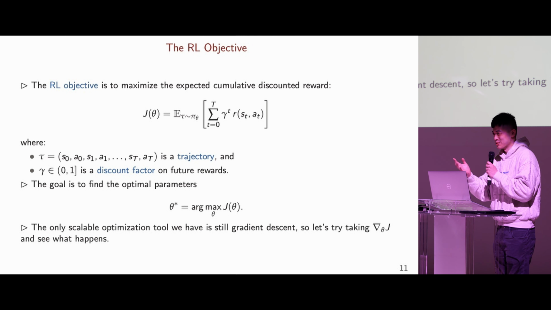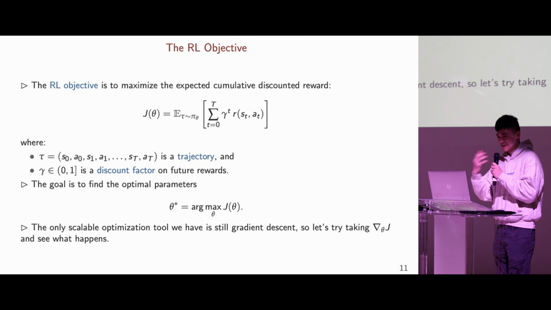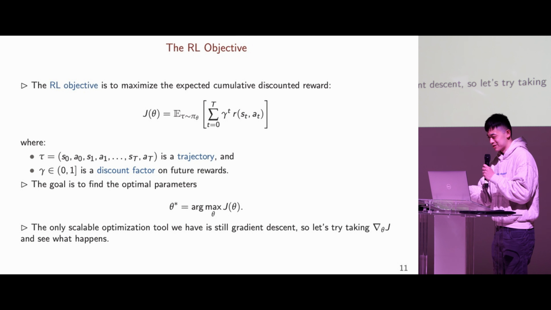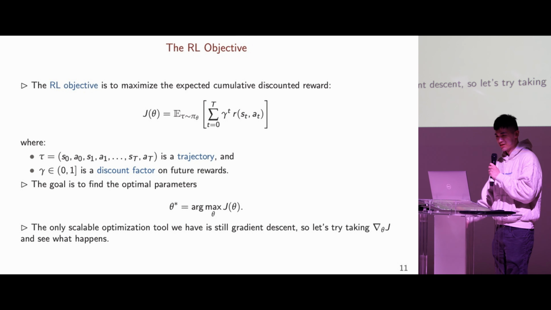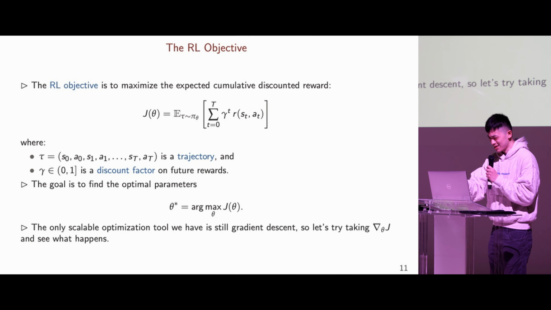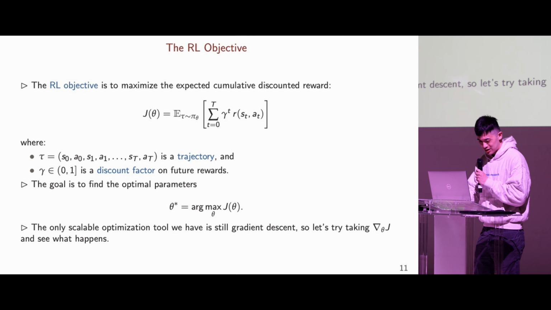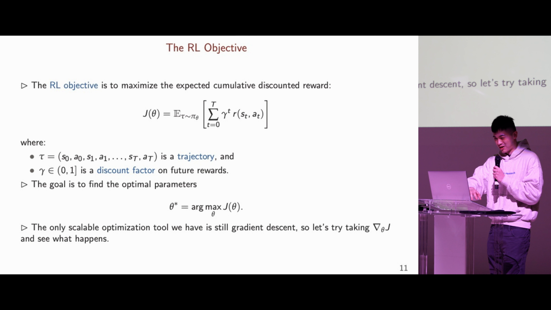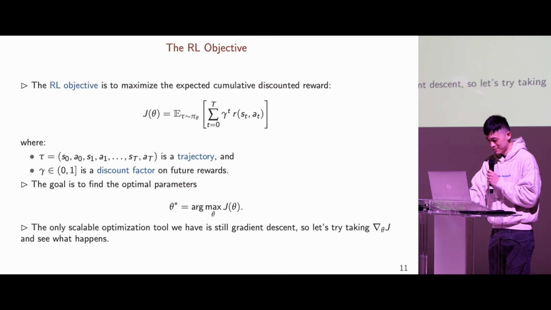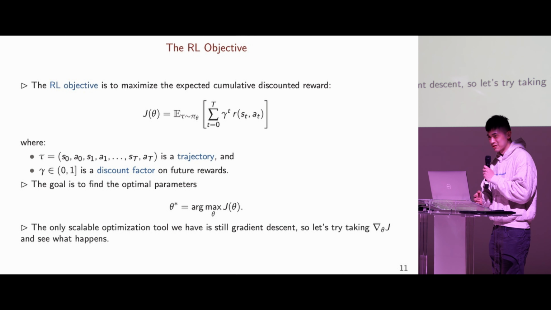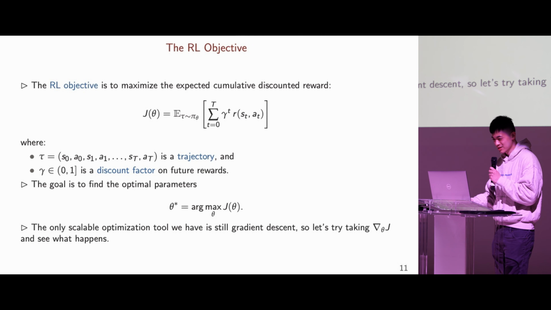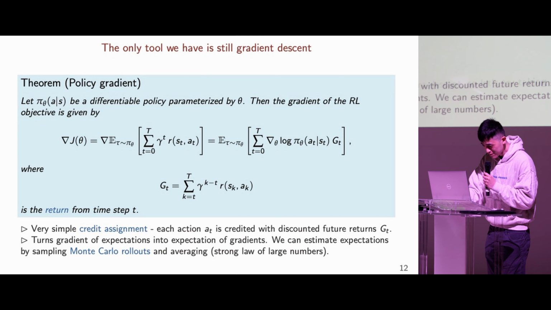So for example, teachers will give grades on exams to their students. These are discrete quantities, and that's an easy way for teachers to communicate how well a student is doing. So in that sense, this reward abstraction is a very human thing to consider. So our goal is to find the argmax of this with respect to the policy parameters. And of course, the only optimization tool we have is gradient descent, so we can take a derivative of this.